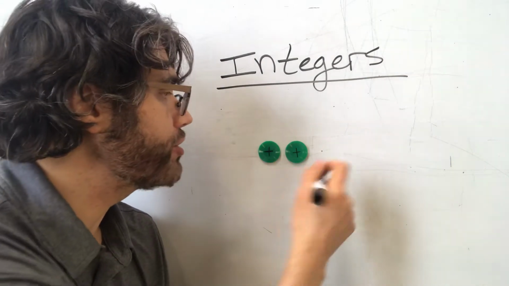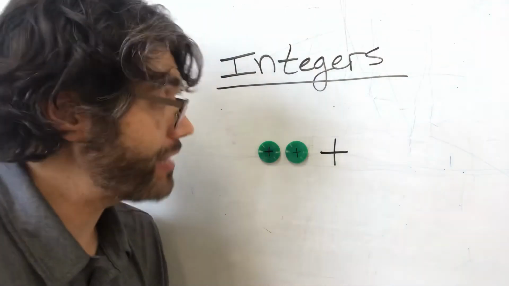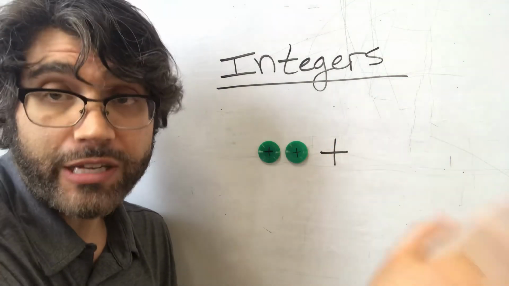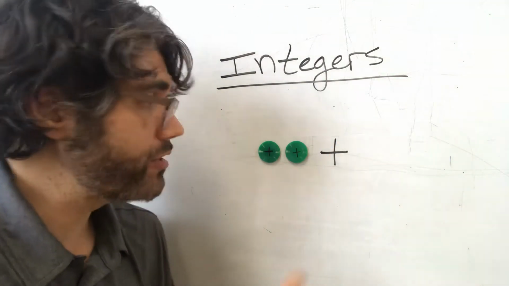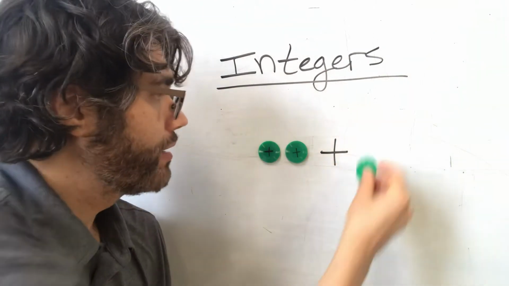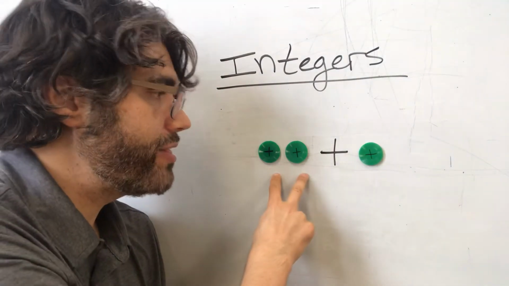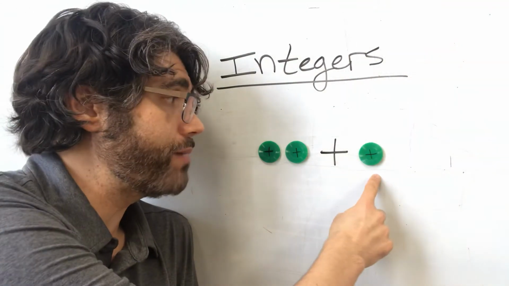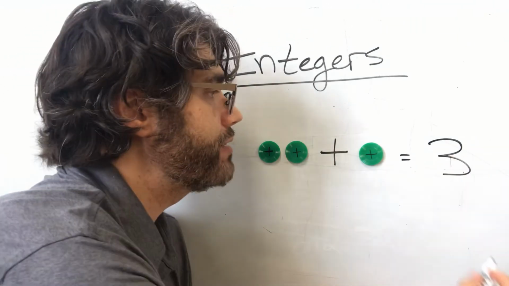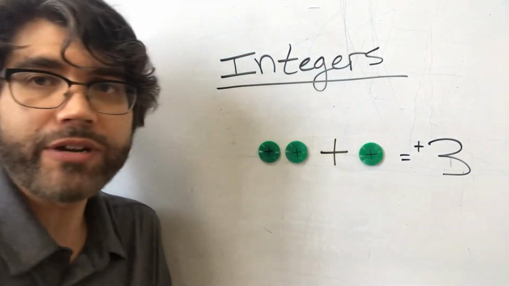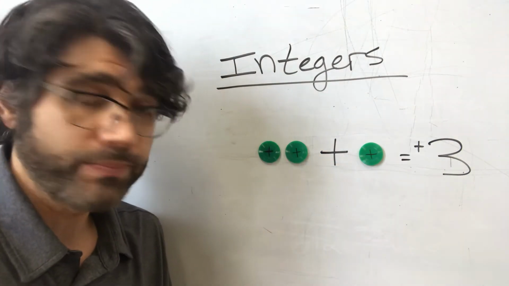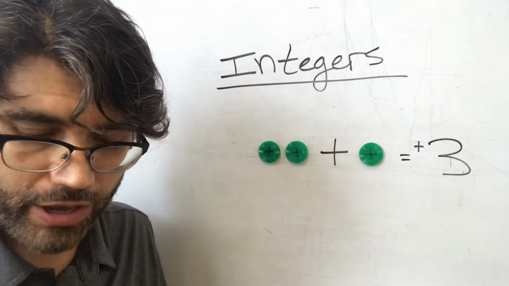So if I have 2 poker chips and I add, and that's called an operation, by the way, addition and subtraction, as well as division and multiplication, are called operations. So if the operation here is an addition symbol, and I want to add these 2 positives to this 1 positive, how many positives do I have? I have 3 positives. And I'll just go ahead and put the little positive sign there. Even though, since it's a positive number, I don't have to, but it's just good visual. Okay, how about this though?